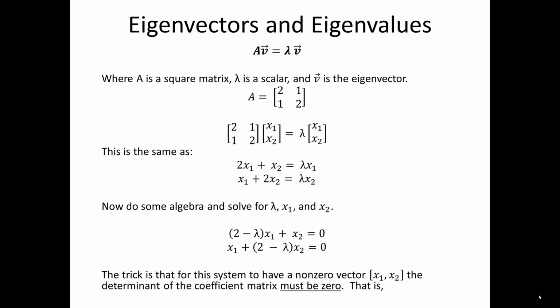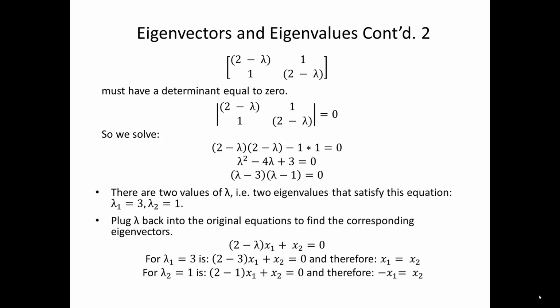The trick is that for this system to have a non-zero vector x1, x2, the determinant of the coefficient matrix must be 0. That is, we have a matrix of coefficients of our equations as 2 minus lambda, 1, 1, 2 minus lambda, and the determinant of that has to equal 0. So if we set that equal to 0 and solve, 2 minus lambda times 2 minus lambda, minus 1 times 1, is equal to 0, or lambda squared minus 4 lambda plus 3 is equal to 0, and then you continue solving. There are two values of lambda here that represent two eigenvalues, and they satisfy this equation. Lambda 1 is equal to 3 and lambda 2 is equal to 1.